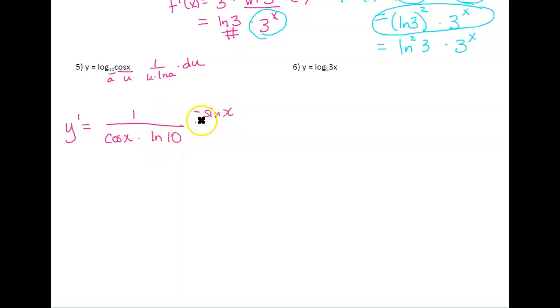I can't do sine over cosine. So I get negative, I'm going to put the negative with the numbers, 1 over the natural log of 10, because those are all numbers, and then sine over cosine is tangent.